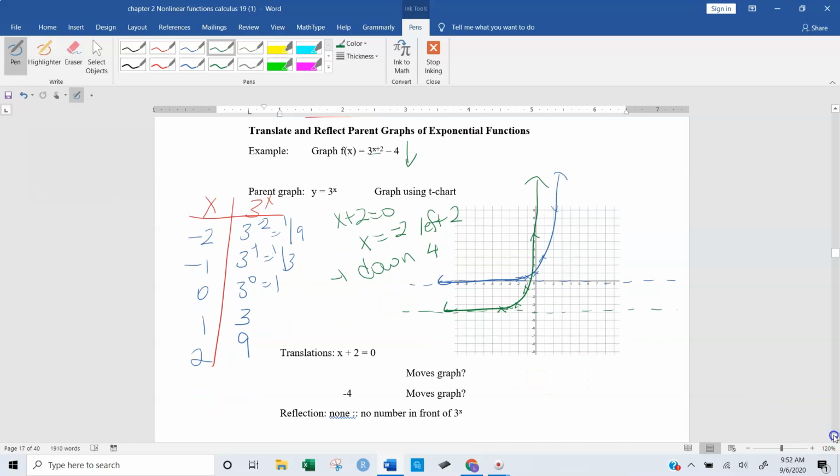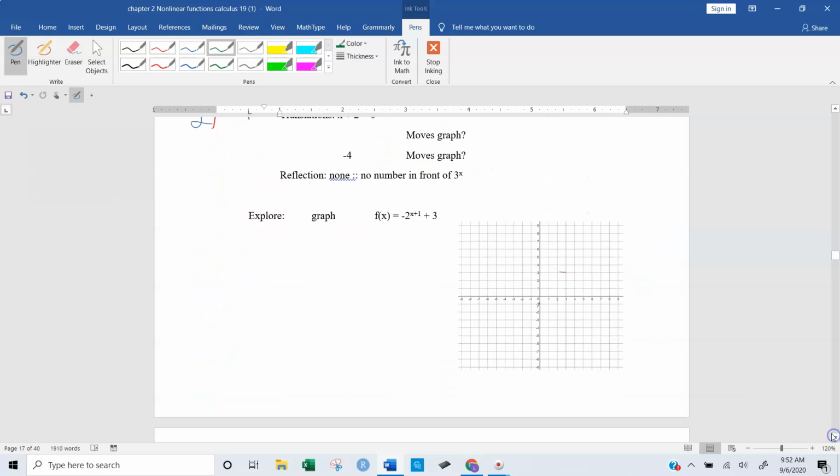Okay, I hope you did well. It's your turn. Pause and give it a shot. So your parent graph should have been the -2 to the x. I understand that that's actually a reflection, but sometimes it makes the move easier, I should say. So let's go to -2 to the x, with -2, -1, 0, 1, and 2.